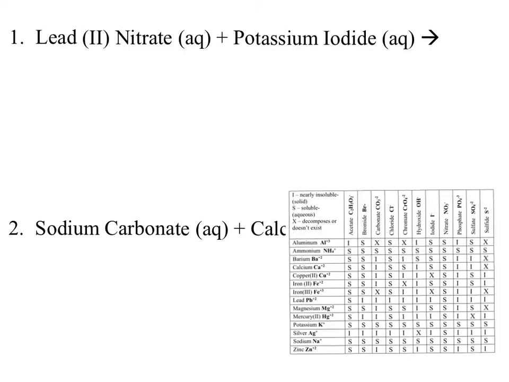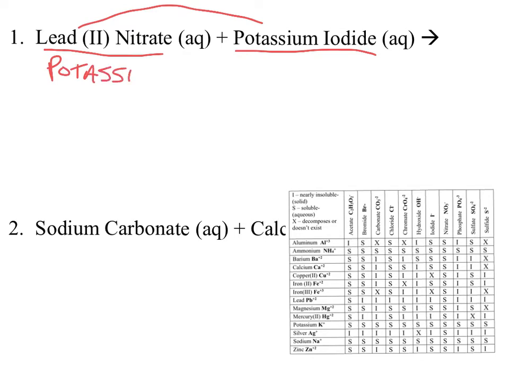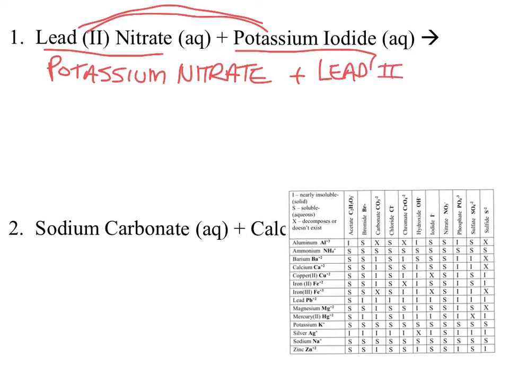If we take a look at number 1, it says lead 2 nitrate is going to react with potassium iodide. So the first thing we're going to do, since it's a double replacement, is swap the places. So we're going to now have potassium, but potassium is no longer going to be with iodide, it's going to be with nitrate. So potassium nitrate potentially will form, and now lead 2 will be with iodide. So we'll call it lead 2 iodide. So that's first the word equation, but that's not enough.